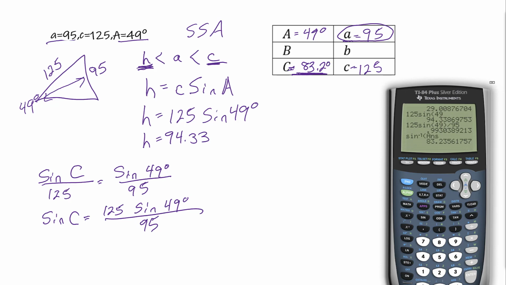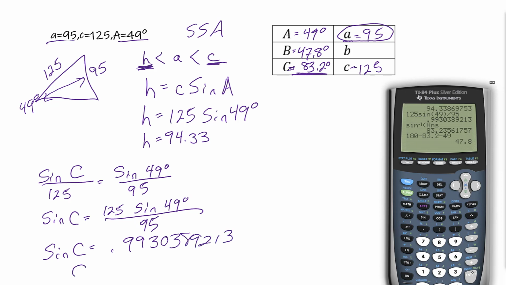And as we said before, we can just add the 83.2 and the 49 degrees and see what our third angle is. Looks like our third angle is 47.8 degrees. And we'll come back and finish this triangle in just a minute because we know that there is another angle. We had that sine C equals, what was it, 0.99303899213. And that told us that C was equal to 83.2 degrees.